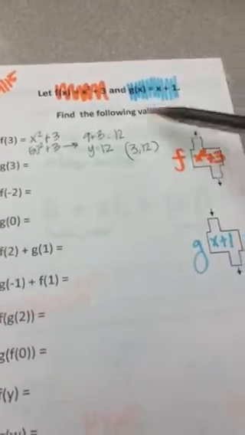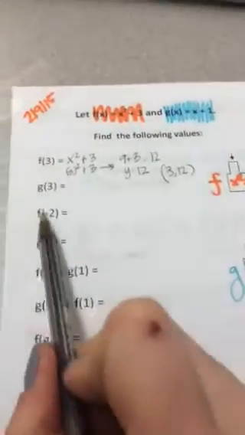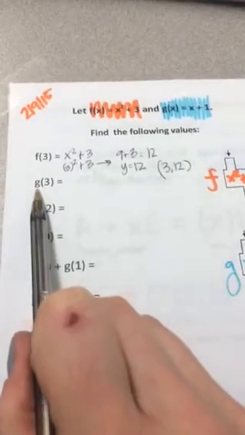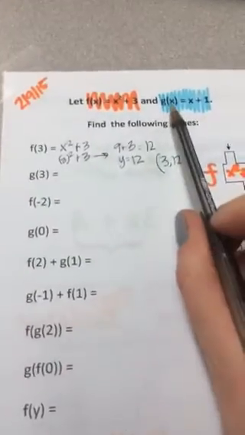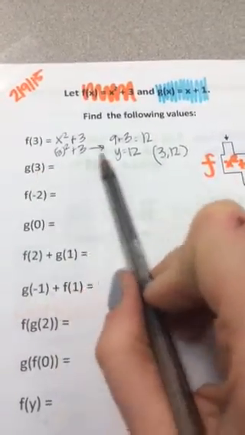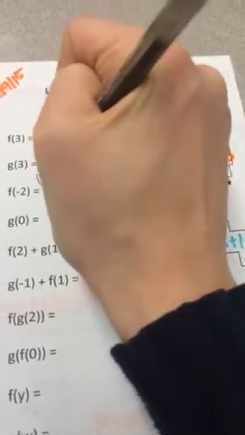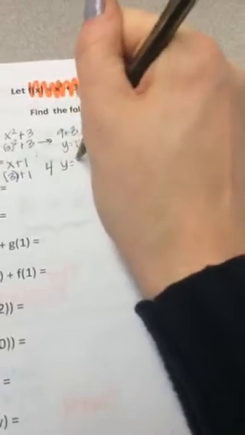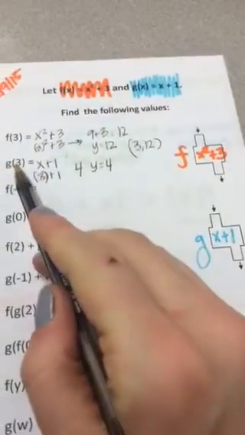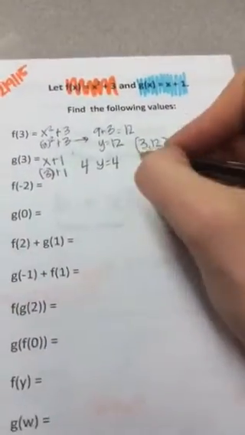Pretty easy. We're going to go ahead and do the same thing, but this time if you notice, we're evaluating for g. So we substituted x for 3, so we're going to substitute 3 for x. So in this function, we have x plus 1, 3 plus 1. 3 plus 1 is the same as 4. So y equals 4. Our input is 3. Our output is 4.